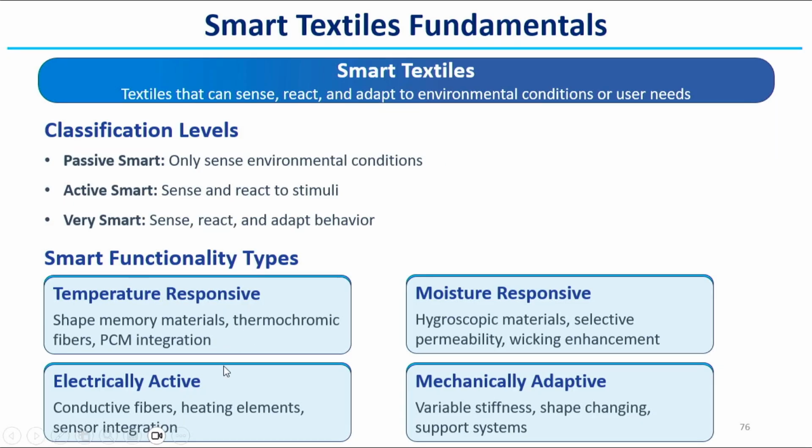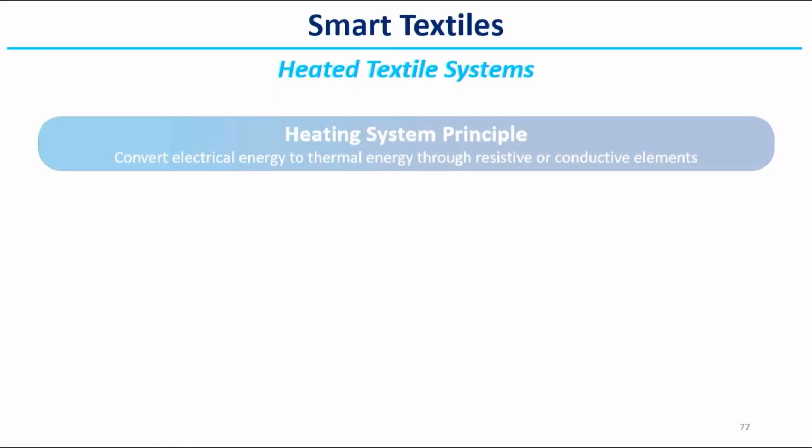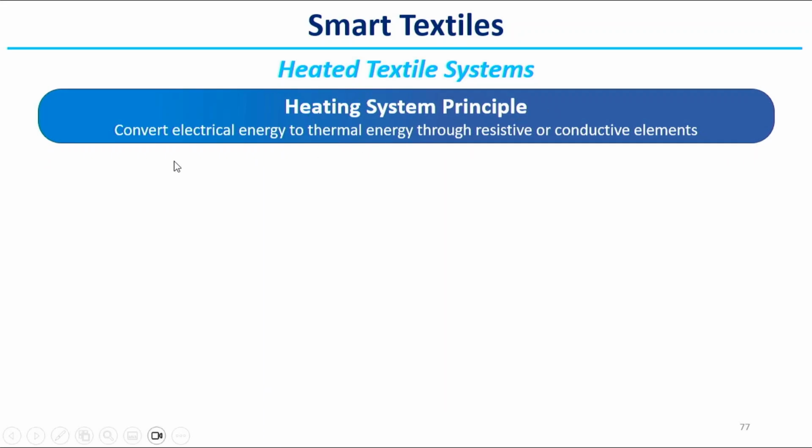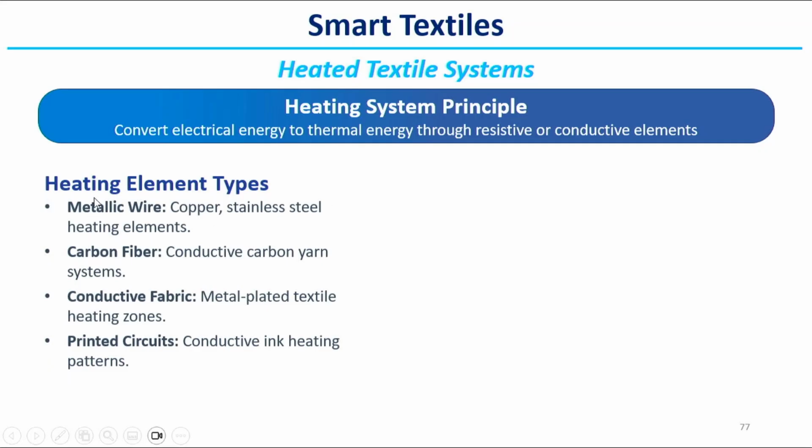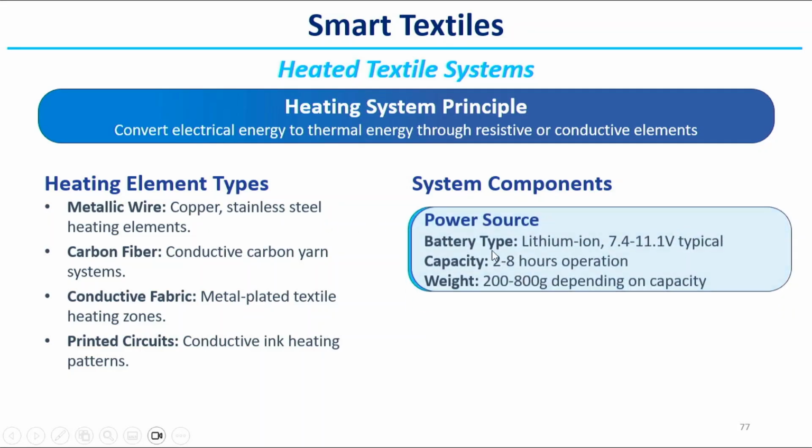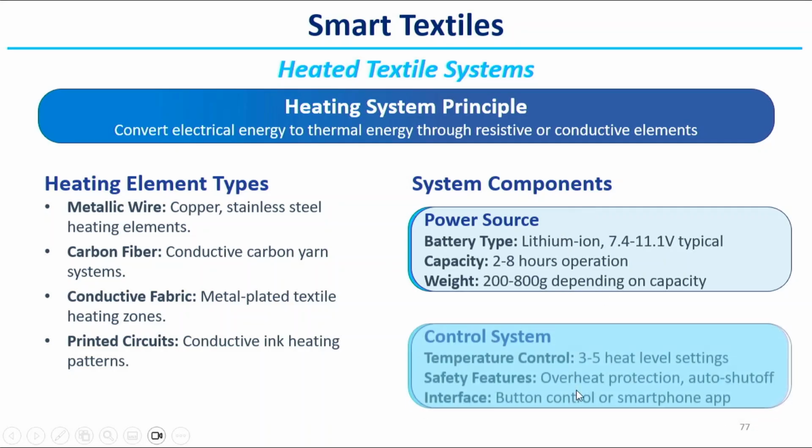and we will discuss each and every type of smart textile, like heated textile system. So, heating principle, convert the electrical energy to thermal energy through resistive or conductive elements. So, heating elements are there, like metallic wire, like copper, stainless steel, heating carbon fibers, conductive fibers are used, like metal plated textile heating zone, and printed circuits are also used, like conductive inks are used for printing, and then these heating elements are incorporated with the system in components, that power sources are there, and then control system.